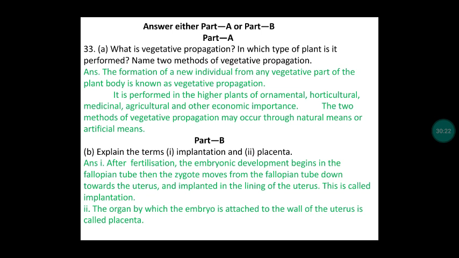Explain the terms implantation and placenta. After fertilization, the embryonic development begins in the fallopian tube. Then the zygote moves from the fallopian tube down towards the uterus and is implanted in the lining of the uterus. This is called implantation. And the organ by which the embryo is attached to the wall of the uterus is called the placenta.